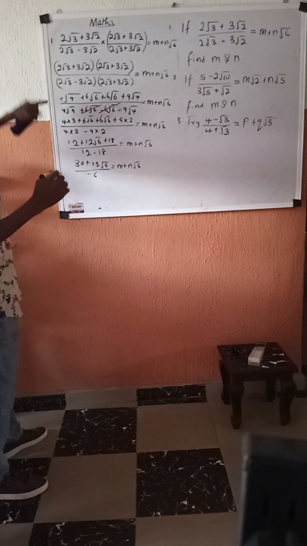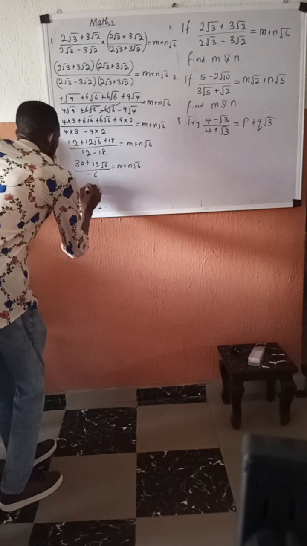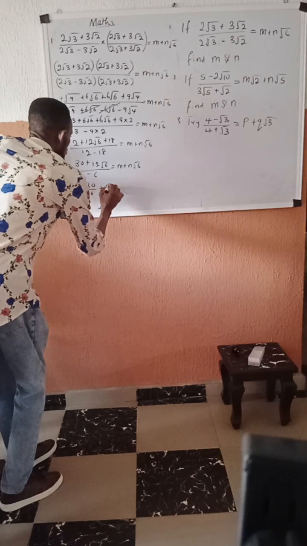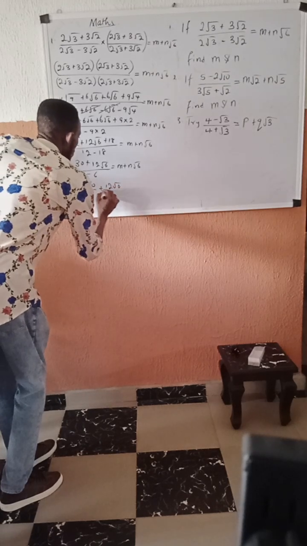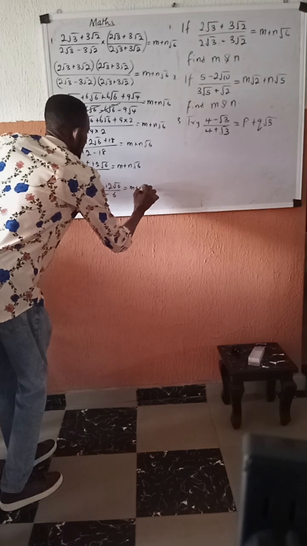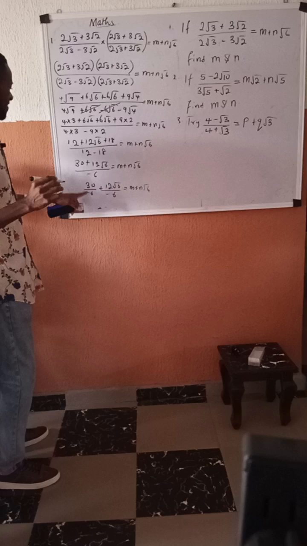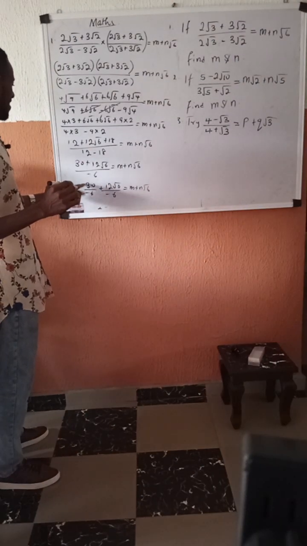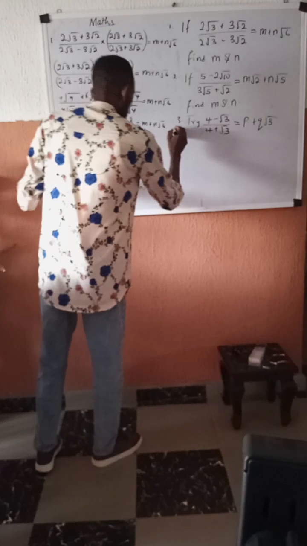Of course, this can be broken down this way: we have 30 all over minus 6 plus 12 root 6 all over minus 6 equals m plus n root 6. Of course, this minus here will affect the positive sign. Imagine the positive sign before 30 becomes negative. So that value there becomes minus.